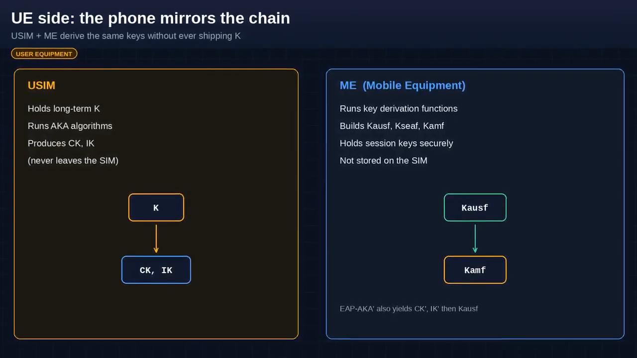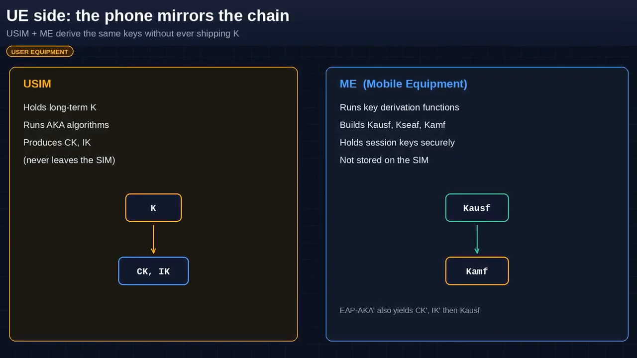Security only works if the phone can compute the same keys the network just derived. The work is split. The USIM holds K and runs the AKA algorithms that produce CK and IK. Those secrets do not spill into the app's processor. The mobile equipment, the ME, meaning the phone's modem and secure key derivation code, then runs the same key derivation functions the network runs. It builds KAUSF, then KSEAF, then KAMF locally.